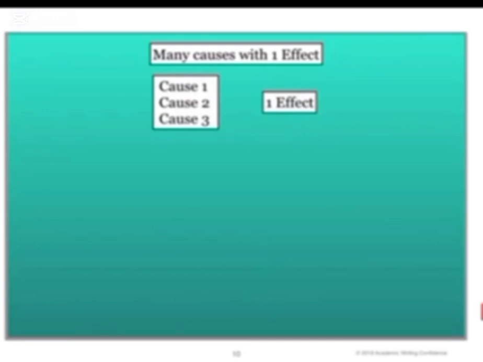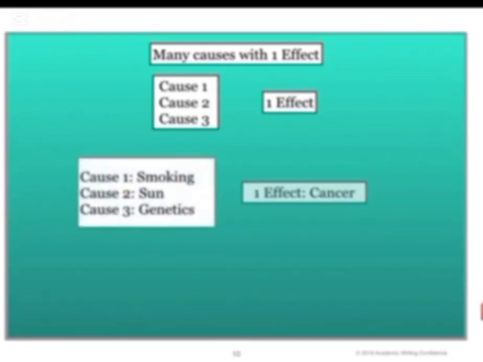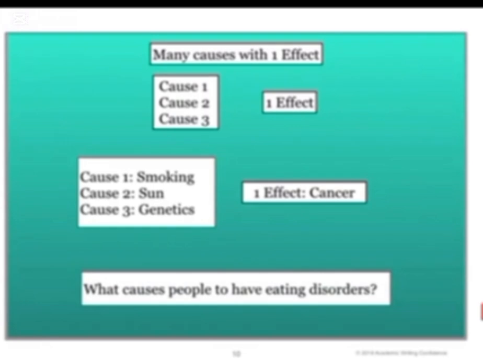Let's look at a few of the different patterns of how to write your cause and effect essay. First, let's look at the type when there are many causes with one effect. Now, if we were talking about cancer and what causes it, we could write this pattern. We could have three causes: smoking, sun, and genetics, and one effect or result, cancer.